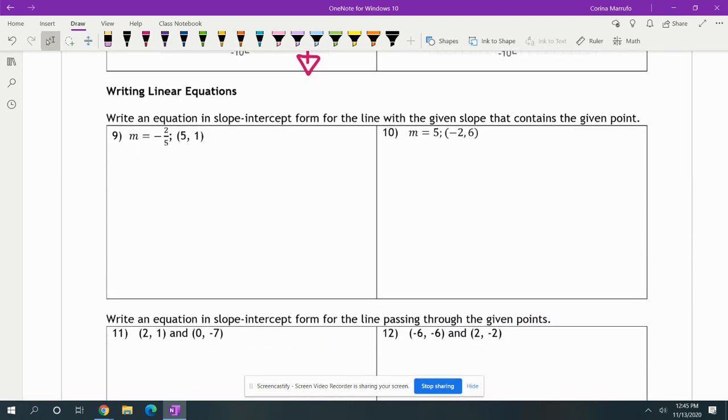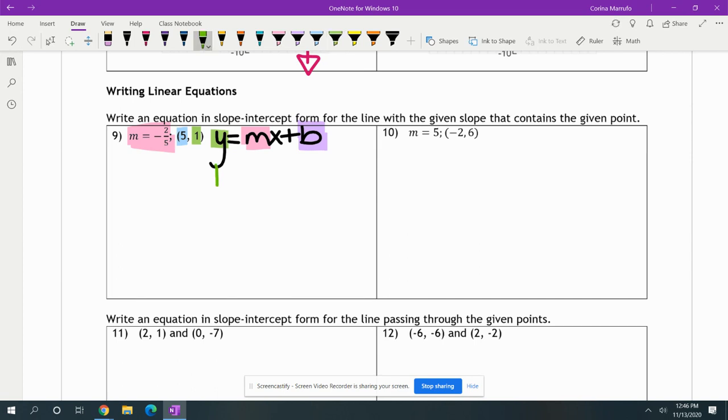All right, writing linear equations. So write an equation in slope-intercept form for the line with a given slope that contains a given point. All right, so we're writing a slope-intercept form, which is y equals mx plus b. Okay, but you have to fill in something for m, which we know m is negative 2 over 5, so we have that, but you also have to fill in something for b. That would give you slope-intercept form. But we don't know what the y-intercept is. But what we do know is they do give us an x value and a y value. So we're going to go ahead and plug those in.